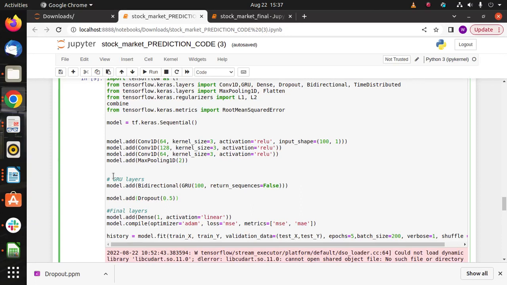Hello everyone, in the previous video we saw the implementation part of stock market prediction. Now in this video I will explain how to resolve the overfitting problem in a neural network.